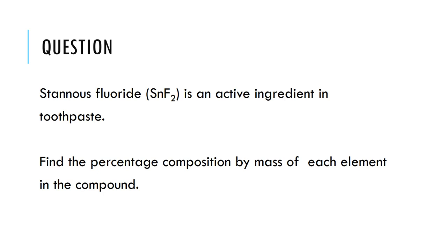So let's have a look at this one. It says that stannous fluoride is an active ingredient in toothpaste, and we're asked to find the percentage composition by mass of each element in the compound. So if we want to find the percentage tin, that's going to be the molar mass of tin divided by the total molar mass of stannous fluoride, which is going to be 1 lot of tin and 2 lots of fluorine, multiplied by 100 over 1.